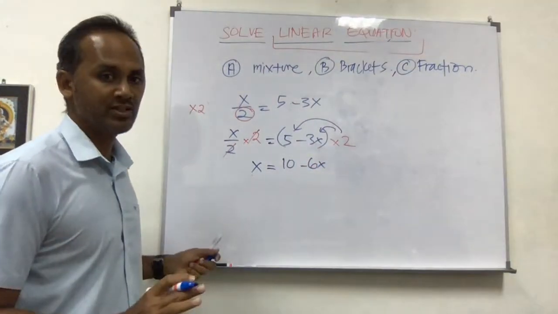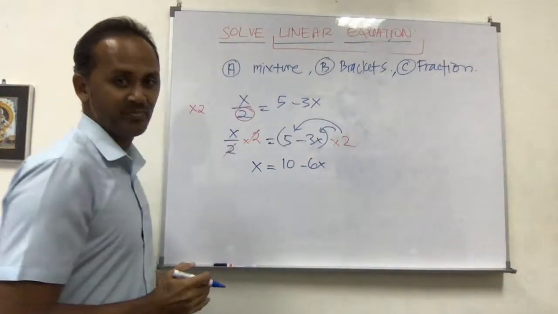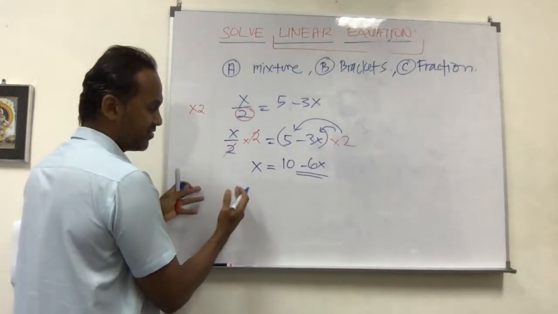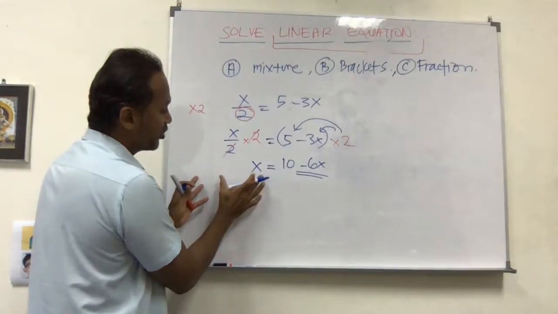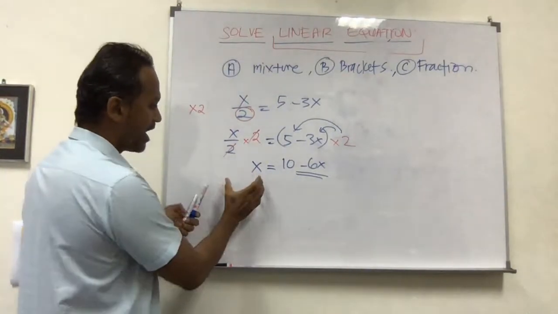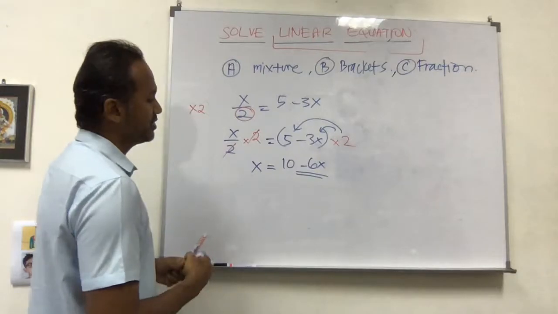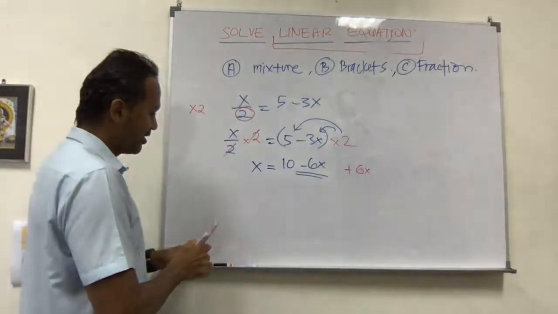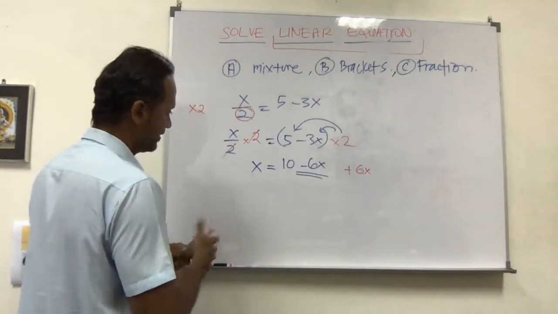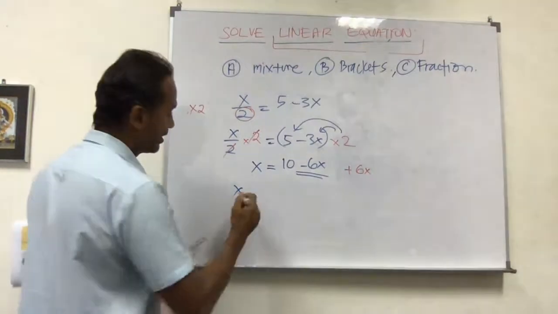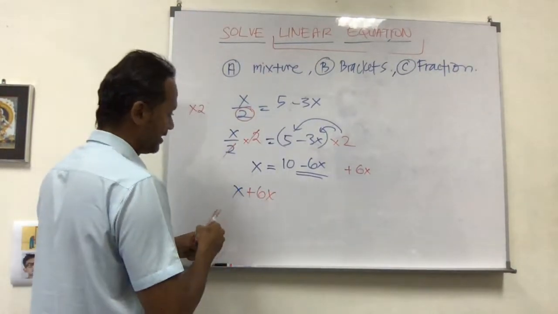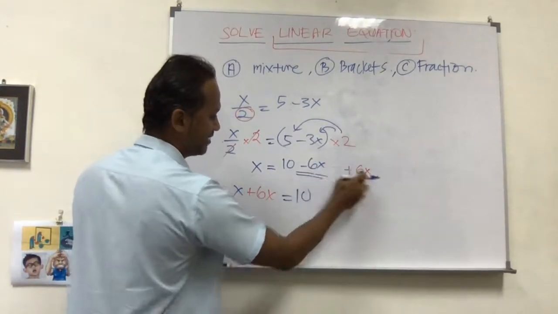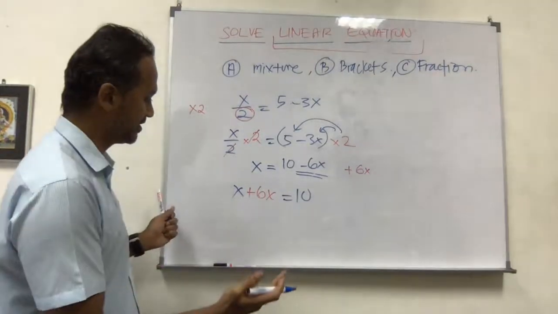Are we done? Not yet. This is now in the mixture form. We have 6x here, and we have to get rid of it so that all the unknowns are accumulated on my left. So how do I do it? I add 6x. So x plus 6x equals 10, because these two terms cancel each other off. So this is what I'm left with.